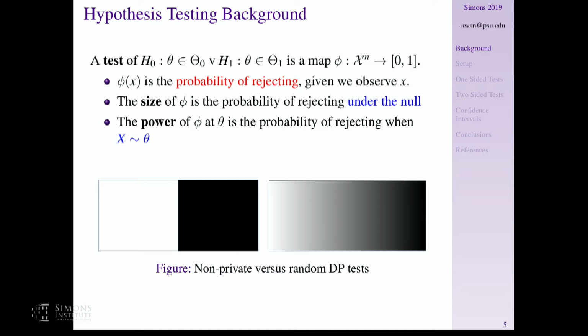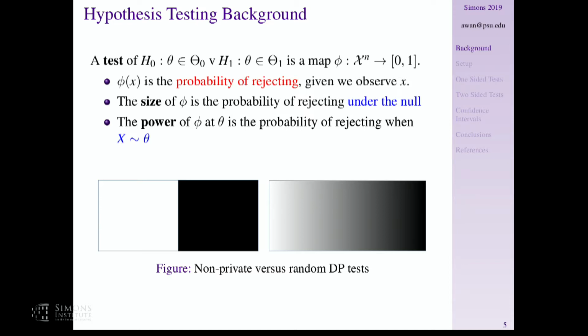And so we're going to model a test as a map from the set of databases to [0, 1], where this value in [0, 1] represents the probability of rejecting. So that's where we're going to incorporate our randomness for differential privacy, in this random decision of whether we're going to accept or reject.